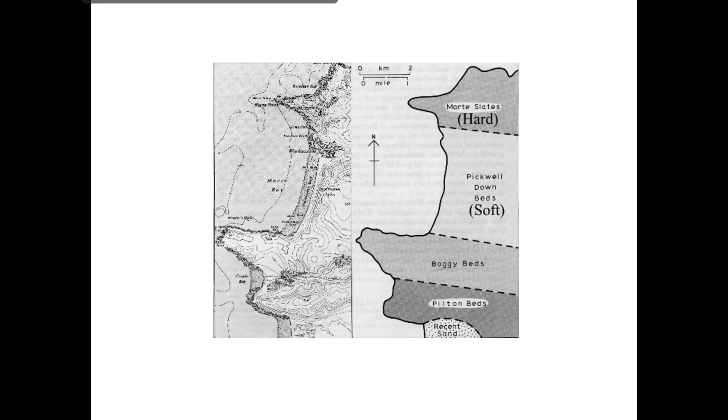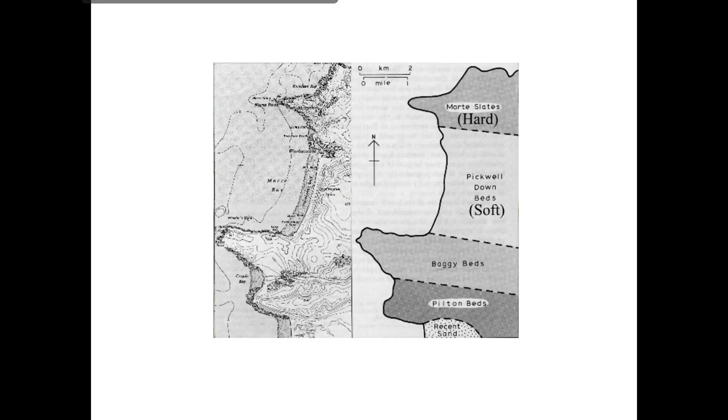If we have a look at some OS maps here, here we have two headlands and a bay in between, and you can see them on the map. Headland, headland, bay in between. And if we have a look at the geology here, we can see that this is made up of hard rocks and this is made up of soft rocks. And this is true for anywhere that there's bays or headlands.